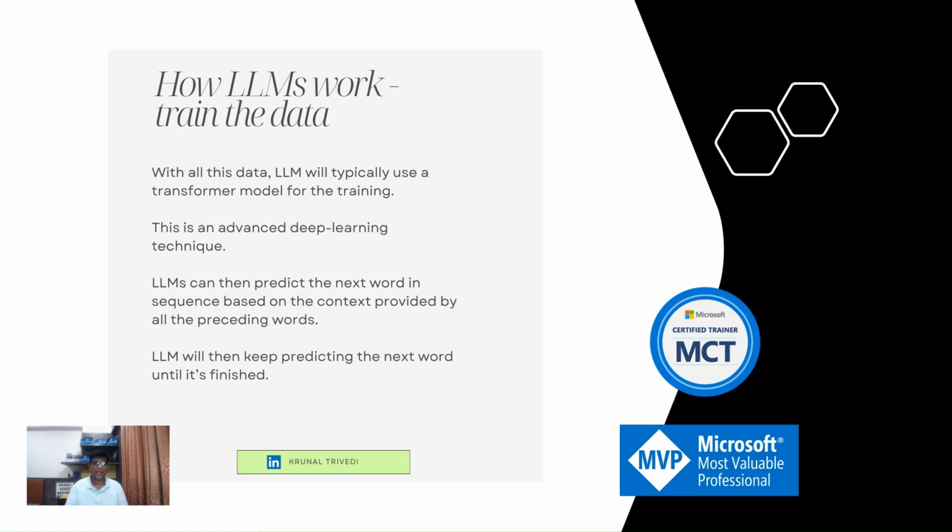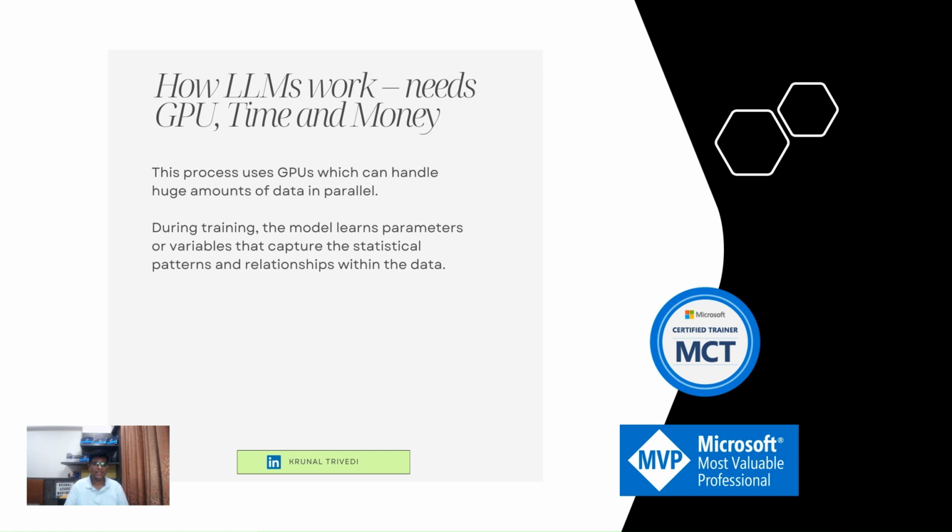With all this data, LLMs will typically use a transformer model for the training. This is an advanced deep learning technique. LLMs can predict the next word in a sequence based on the context provided by all the preceding words. LLM will then keep predicting the next word until it's finished. This process uses GPUs, which can handle a huge amount of data in parallel. During training, the model learns parameters or variables that capture the statistical patterns and relationships within the data.